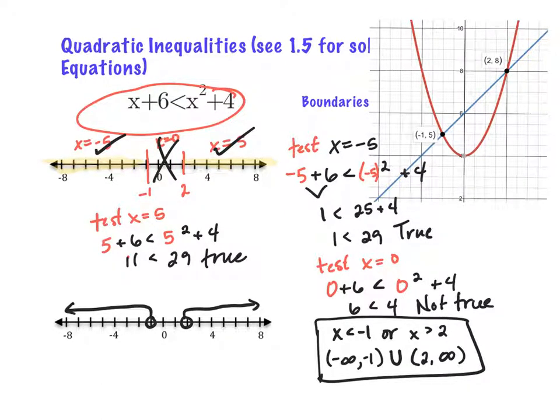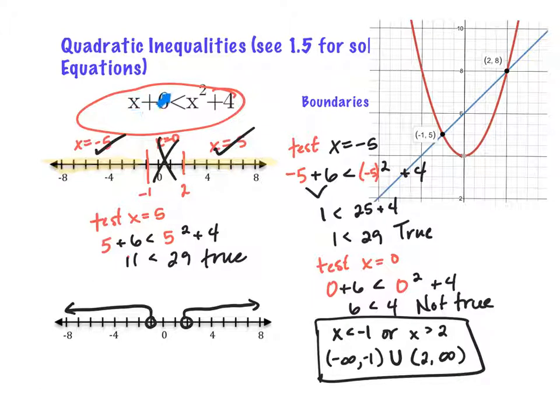What I have here is I've graphed the line x plus 6. So I've graphed this side of the equation as though it was its own thing. And then I've graphed the parabola x squared plus 4. And what I find is they cross where x is -1 and x is 2. Those were my boundaries that I originally started working with.